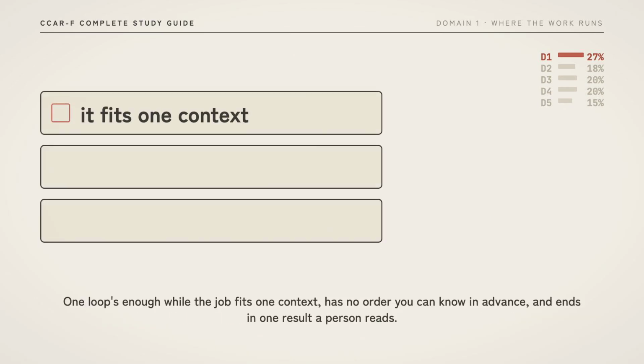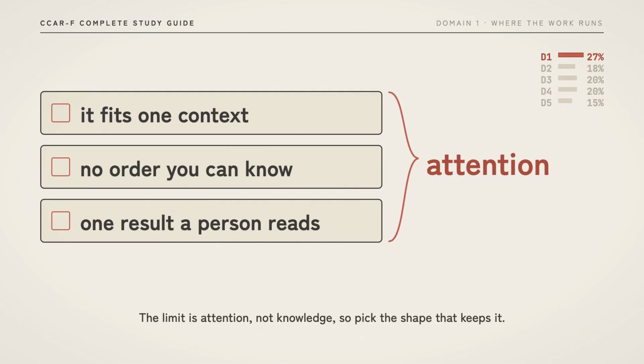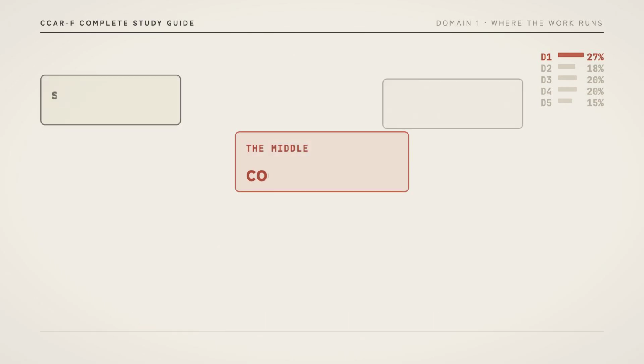1 loop is enough while the job fits 1 context, has no order you can know in advance, and ends in 1 result a person reads. The limit is attention, not knowledge, so pick the shape that keeps it. Put pressure on any one of those 3, and 1 loop is the first thing to give.